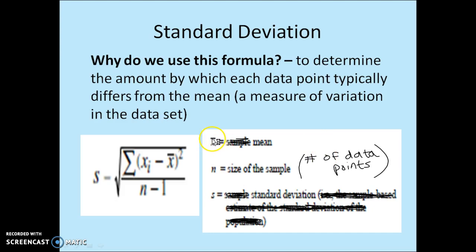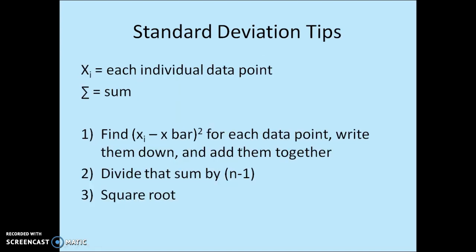For example, X with a bar over it, they tell us that that's the sample mean. I just like to think of it as the mean. N is supposed to represent the size of the sample. I like to think of that as the number of data points. And then S is the standard deviation, and they give us a bunch of other mumbo jumbo, but it's just the standard deviation. Okay.